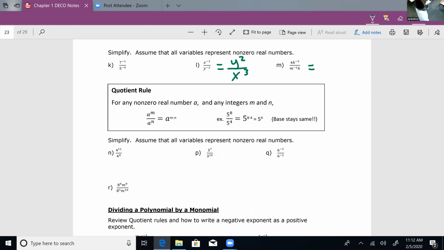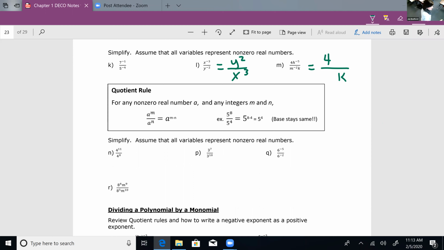What else would move besides the h? The m. Do I need to move the 4? No, the 4 doesn't have a negative exponent on it. You leave it where it is. Do I need to move the k? No, it doesn't have a negative exponent. You need to leave it where it is. So I'm going to have a 4 on top. I'm going to have a k on bottom. Now I'll move these guys that need to move.